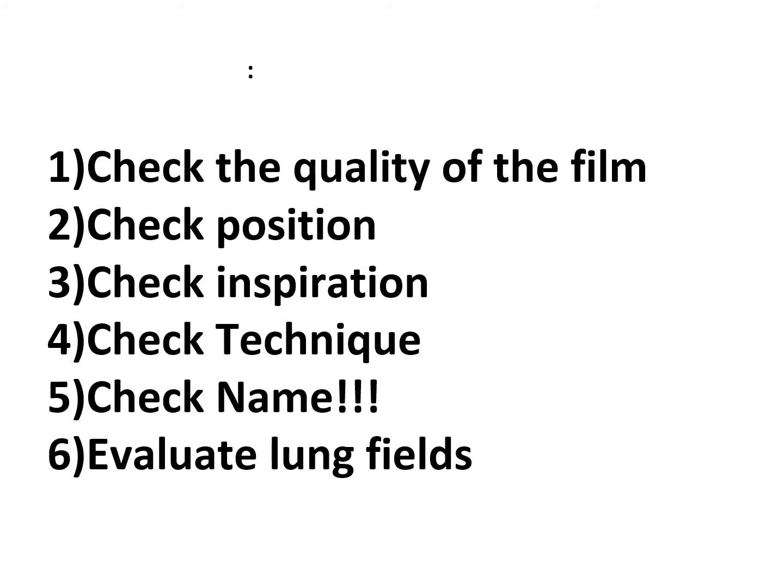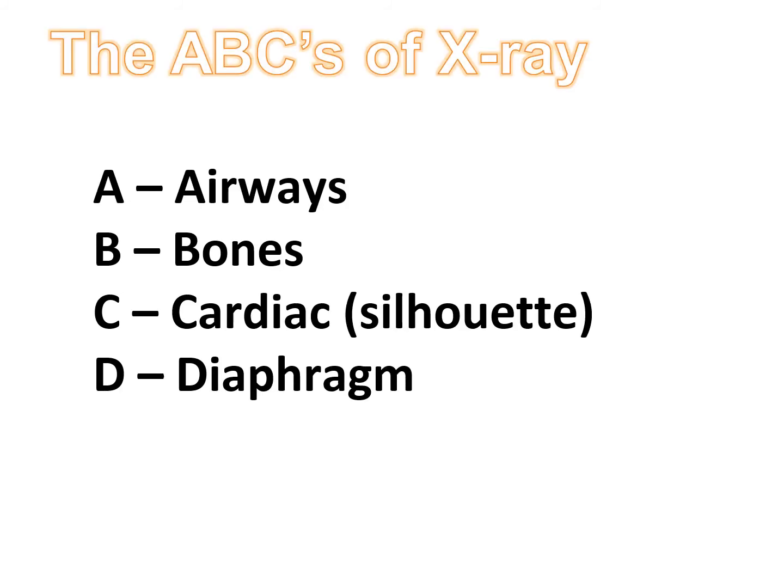Oop, there's some thunder. Before, we'd wait to know if the ET tube's in the right place. Now they have a little screen that pops up and shows the image, so they're able to check the quality of the film. You want to make sure the patient's in the right position, that they have a good inspiration, obviously that you did the X-ray on the right patient, and that all the lung fields are there. So there's an A, B, C, D approach.